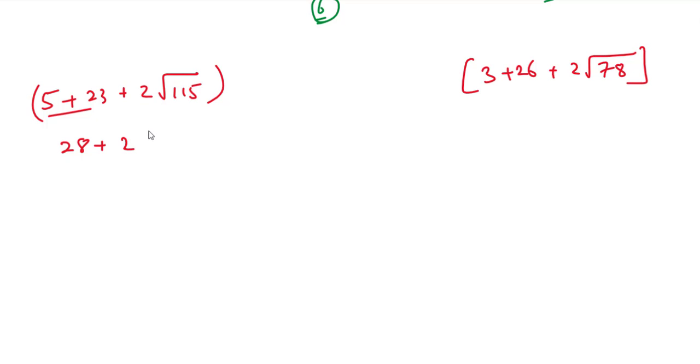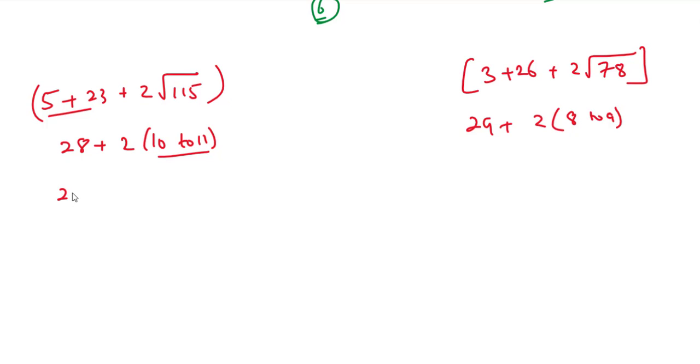Now square root of 115 will lie between 10 and 11, because 10 square is 100 and 11 square is 121. So square root of 115 will lie between 10 and 11. Likewise, this will become 29 plus 2 times square root of 78. Now square root of 78 will lie between 8 and 9, because 8 square is 64 and 9 square is 81. Now by using these two values, we'll get a range for the first surd.